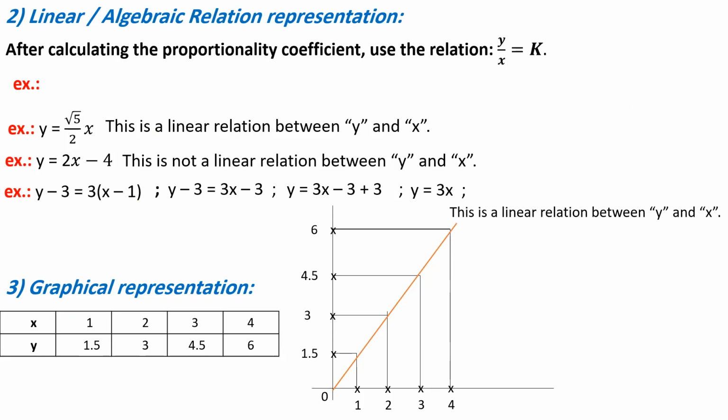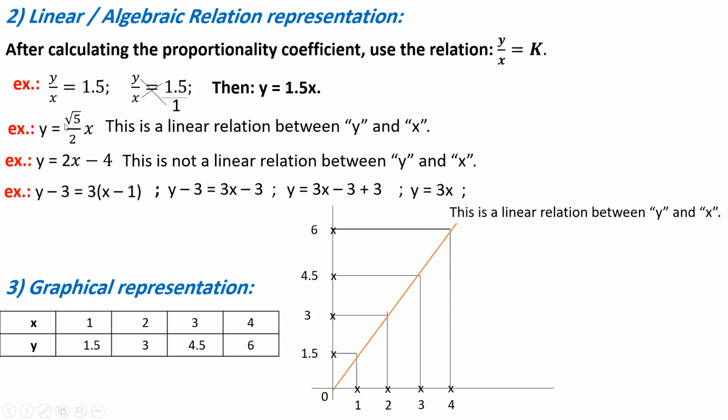After calculating the proportionality coefficient, we use the relation y over x equal k. So y over x equal 1.5, so y over x equal 1.5 over 1. We do the cross multiplication. Y times 1 is y. 1.5 times x is 1.5x. So y equal 1.5x. This is a linear or algebraic relation to represent proportionality.